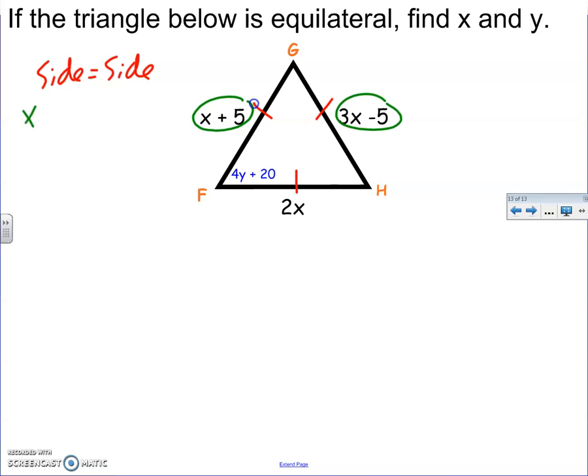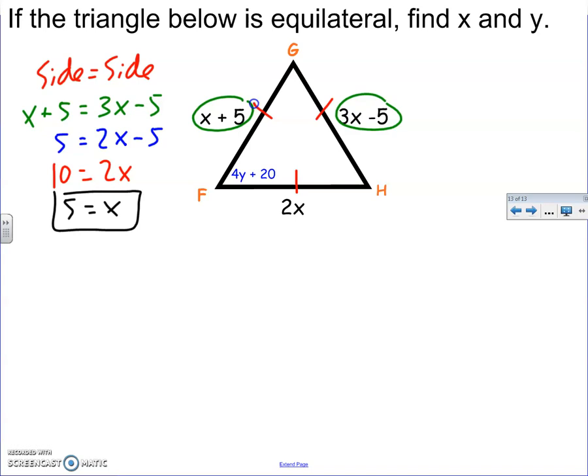So x plus 5 equals 3x minus 5. Solve for x. I'm going to subtract x both sides, so 5 equals 2x minus 5. Add 5 to both sides, so that makes 10 equals 2x. Divide by 2, you get 5 equals x. We found x. We didn't say plug in, but 2 times 5 is 10. 5 plus 5 is 10. 3 times 5 is 15, minus 5 is 10. All 3 sides are 10, that's good. They're supposed to be the same.